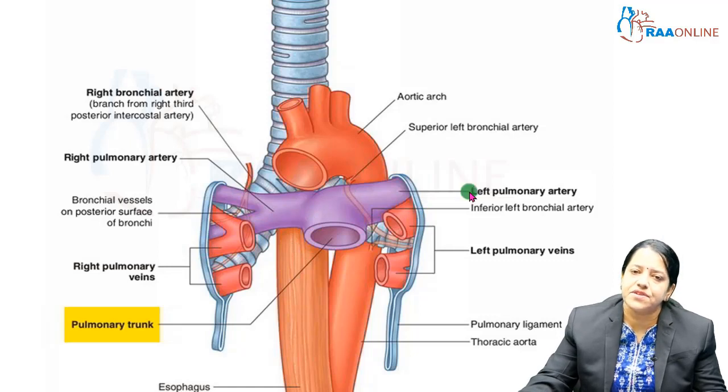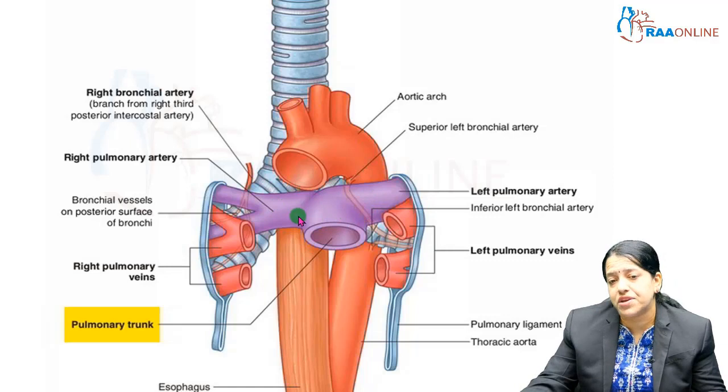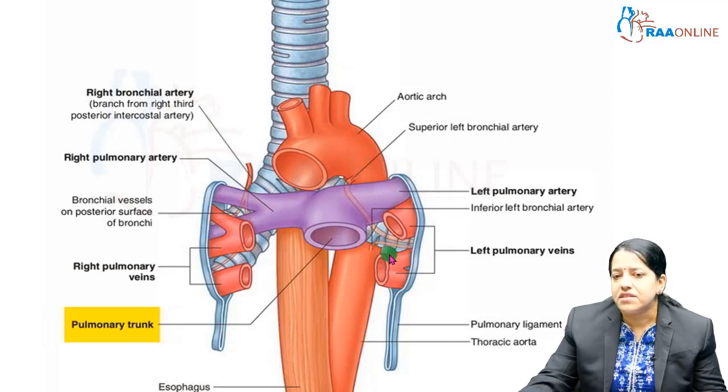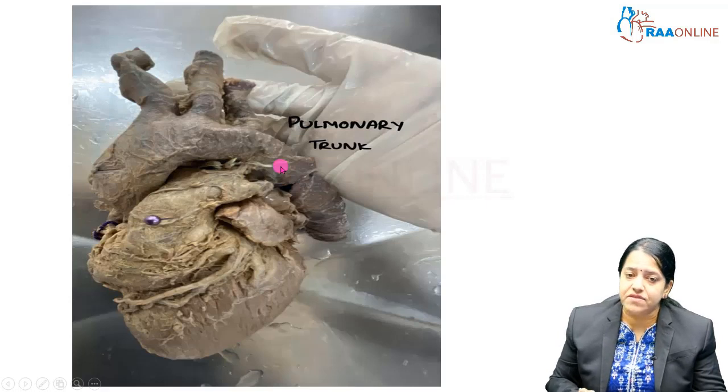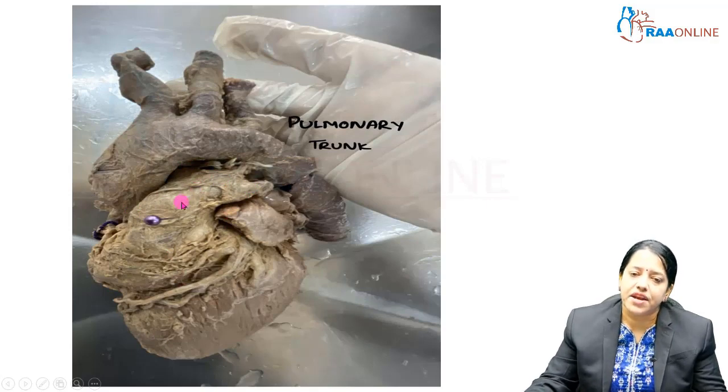The pulmonary trunk is dividing into two pulmonary arteries, the right pulmonary artery and the left pulmonary artery. So this is important for you to understand the relation of the pulmonary trunk. So don't identify it as arch of aorta. It is the pulmonary trunk which has been pinned in this specimen. So the correct identification is important.